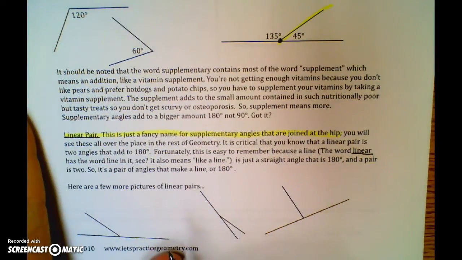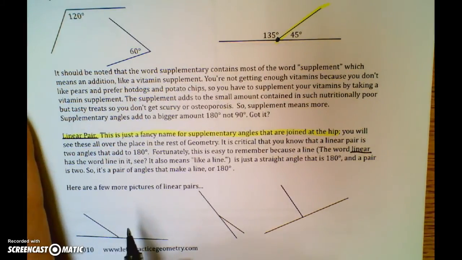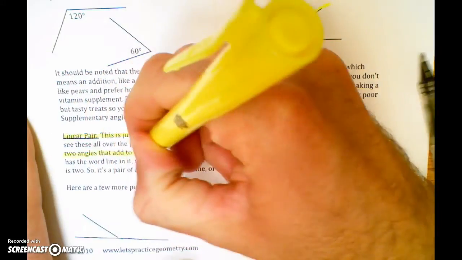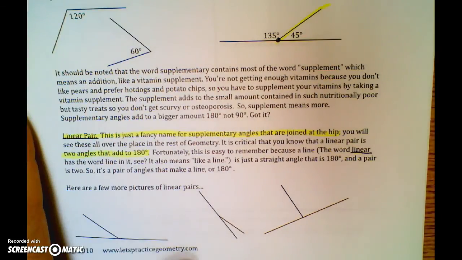Here are a few pictures of linear pairs. So anytime you have two angles on a straight line next to each other, sharing a common ray and vertex, this is called a linear pair. Automatically, a linear pair has two angles that add up to 180 degrees, because as we learned, a straight angle or a straight line is 180 degrees when you measure it.